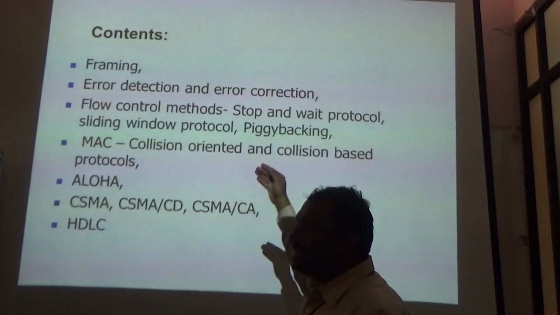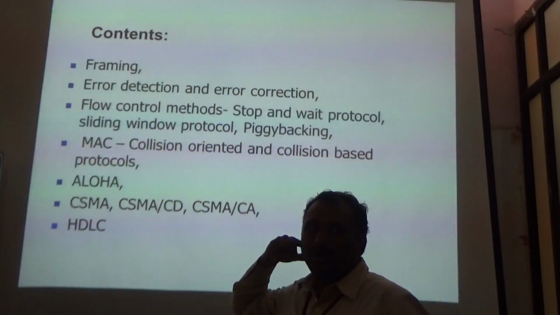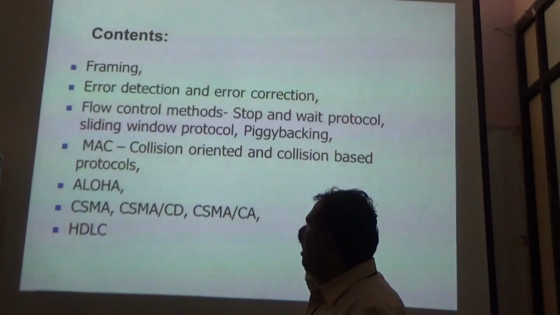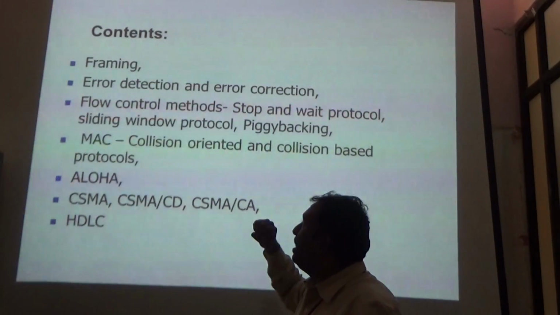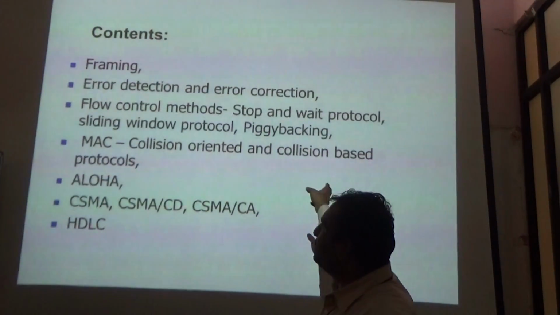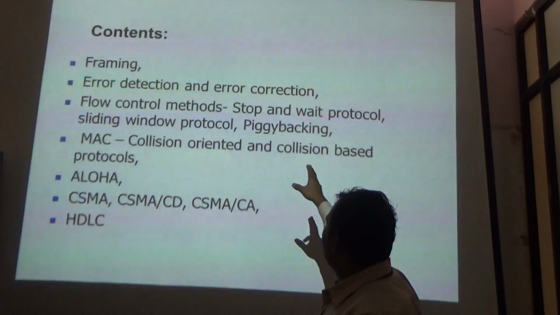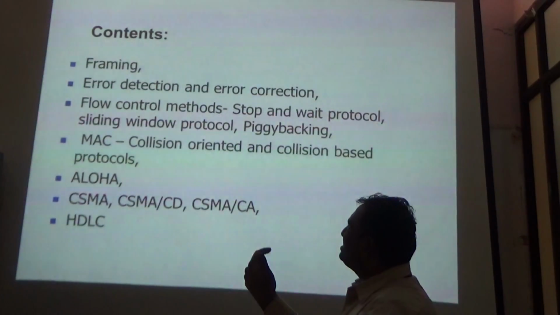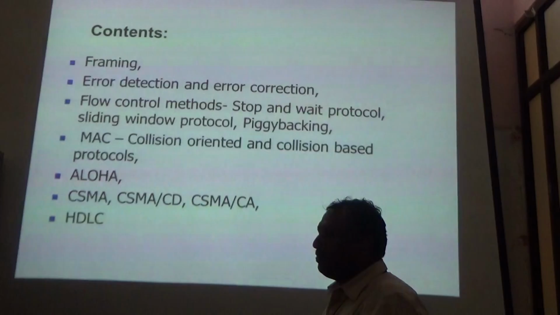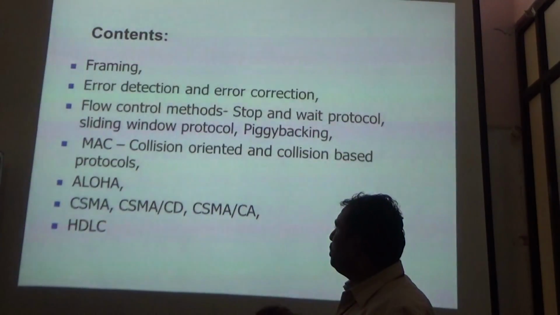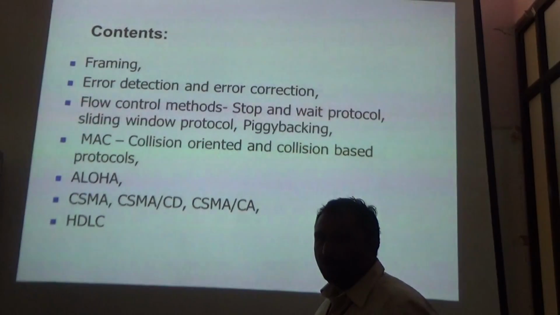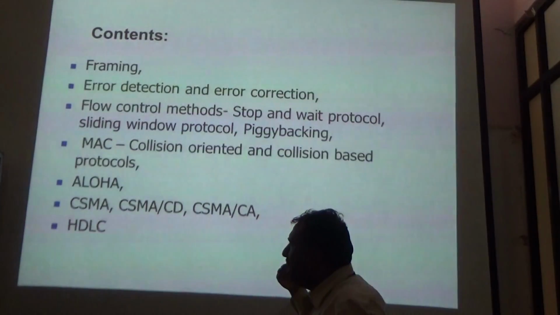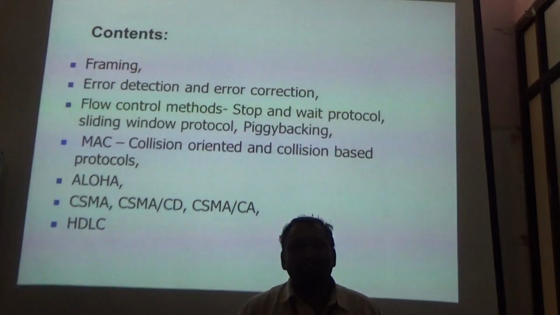Now let us go through what the contents are. First thing is framing. What are the different ways in which we can form the frames? We will cover that under this. Next is error detection and correction. Flow control methods. In this there are several protocols: stop and wait protocol, sliding window protocol, piggybacking, followed by access control, that is collision based protocols, followed by Aloha, CSMA, CSMA CD, CSMA CA, and lastly the HDLC frame format.